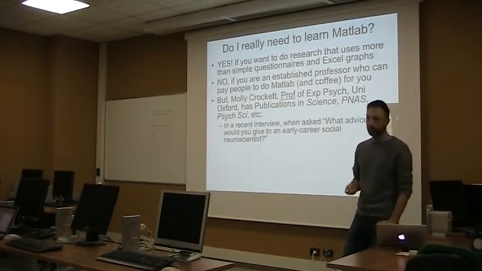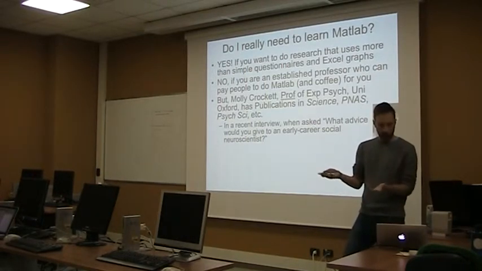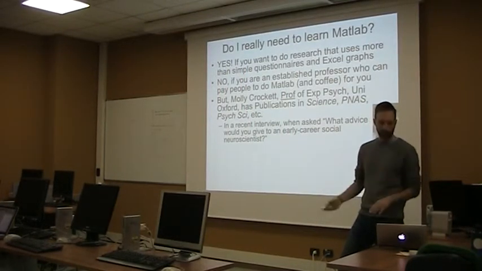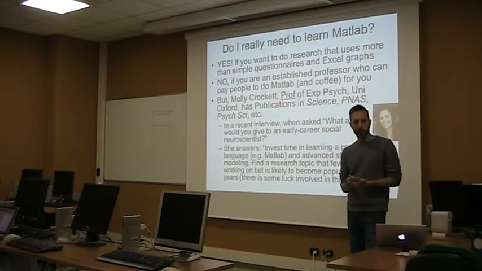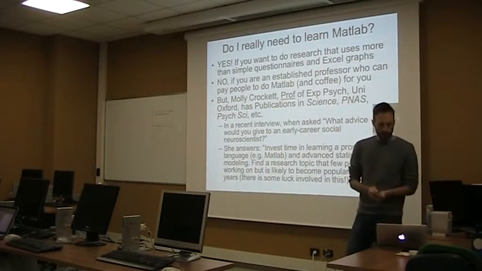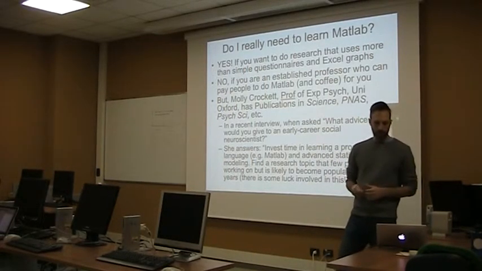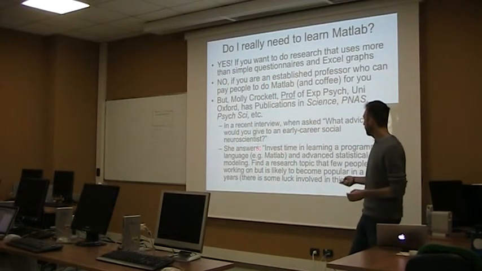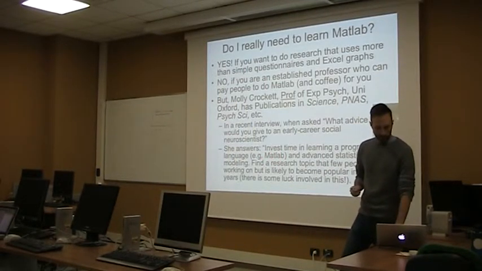And when you ask her, I read this in a recent interview, what advice would you give to an early career social neuroscientist, because that's how she defines herself, social neuroscientist. Well, her answer is, invest time in learning a programming language, for example MATLAB, and advanced statistical modeling. Find a research topic that few people are working on, but is likely to become popular in a few years. And there's some luck involved in this. So, learning MATLAB definitely is her advice for early scientists in this field.